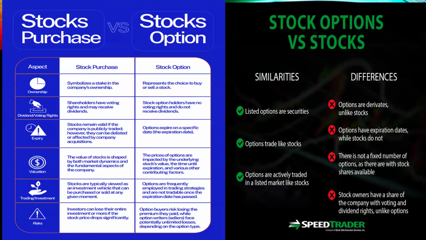Trading and investment. Stock is typically viewed as an investment vehicle that can be purchased or sold at any given moment. Options are frequently employed in trading strategy and are not tradable after the expiration date. Now let's go back to risks again. An investor can lose the entire investment or more if the stock price drops significantly. But the option buyer risks losing the premium they pay.